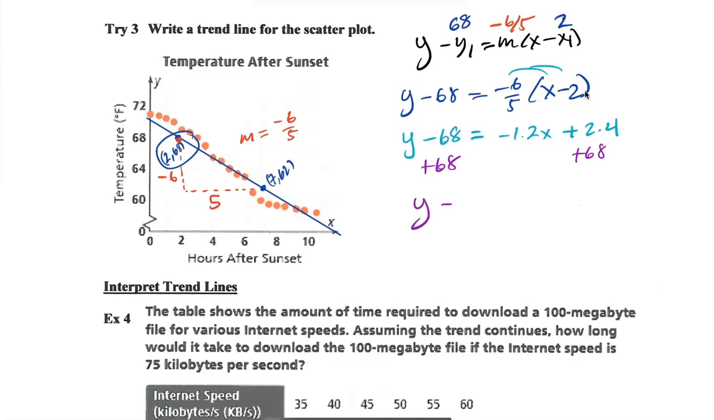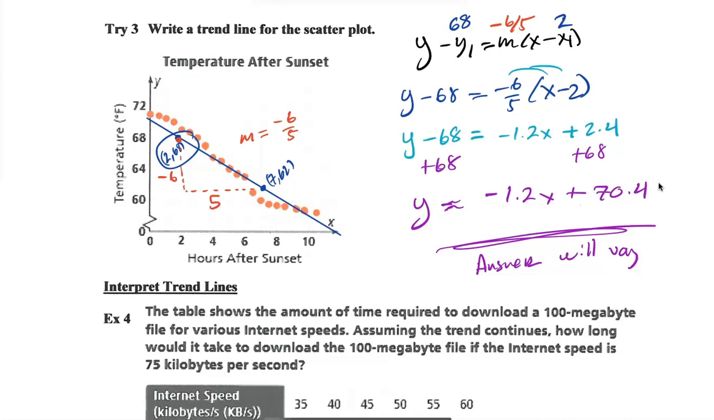And we're going to get y equals approximately -1.2x plus 70.4. And that'll be our equation. So again, answers will vary because it depends how you drew your line of best fit.